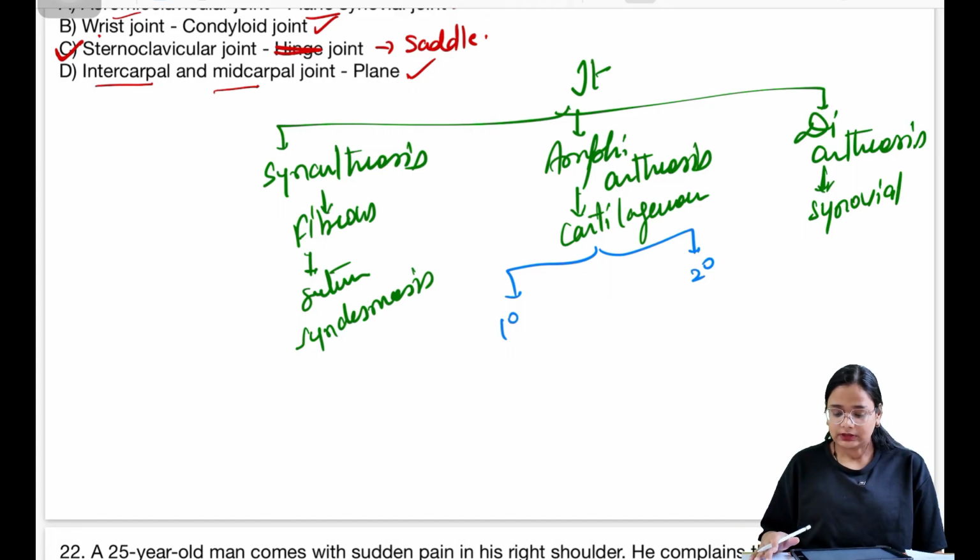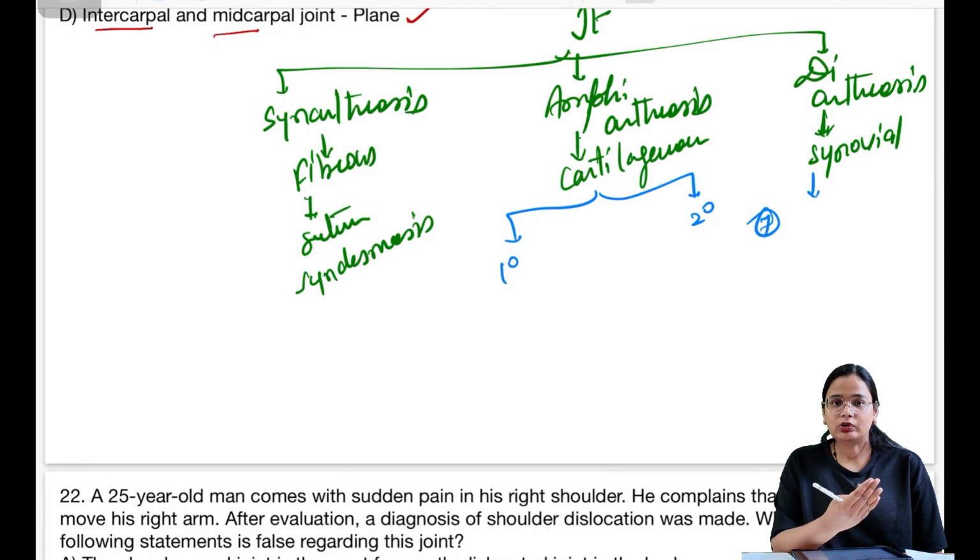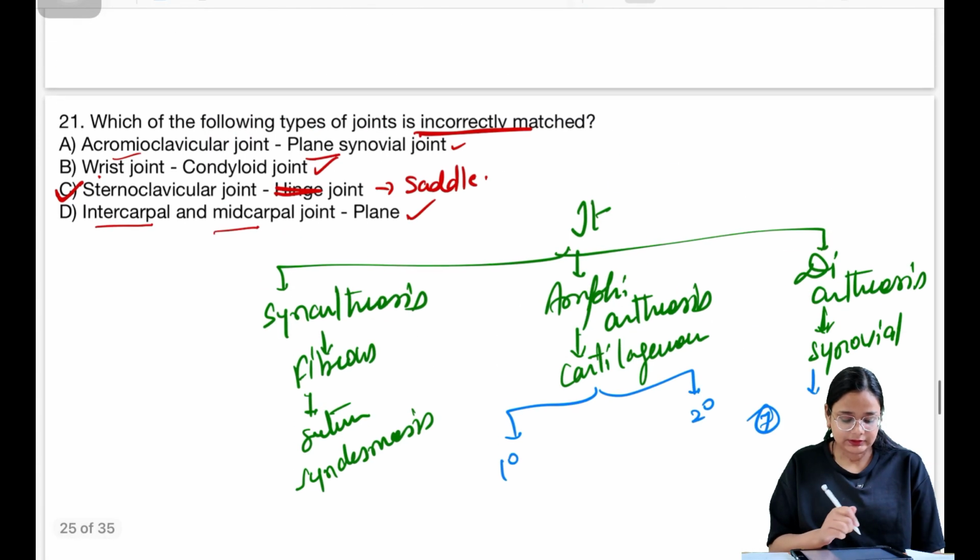For diarthrosis or synovial joints, these are again divided into 7 classes based on their mobility. Highly mobile is ball and socket, less mobile is our plain synovial joint. Ball and socket, highly mobile, includes the shoulder joint, hip joint, and talocalcaneonavicular joint. Saddle joints include the calcaneocuboid joint, first carpometacarpal joint and sternoclavicular joint, okay, which is the answer here.